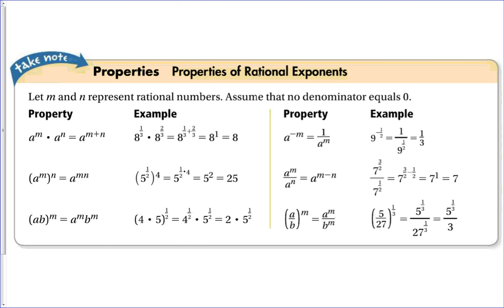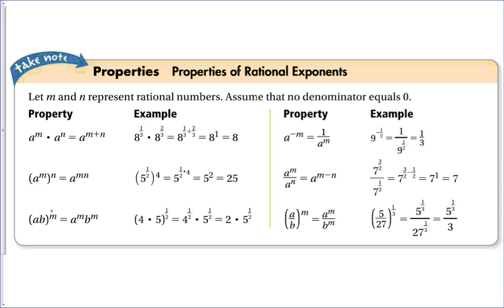All right, here's a chart with your properties of exponents for kind of a refresher. We know that a raised to the m times a raised to the n is simply a raised to the m plus n. Here's a quick example of that. And a to the m raised to the n is simply a to the mn. So when you multiply numbers with exponents, you add the exponents. When you raise an exponent to an exponent like they're doing here, you multiply the exponents.